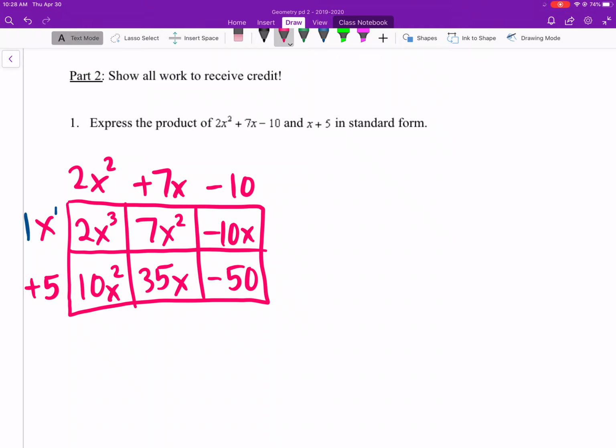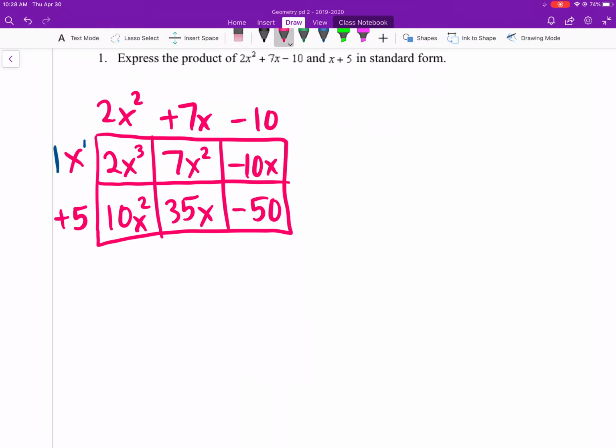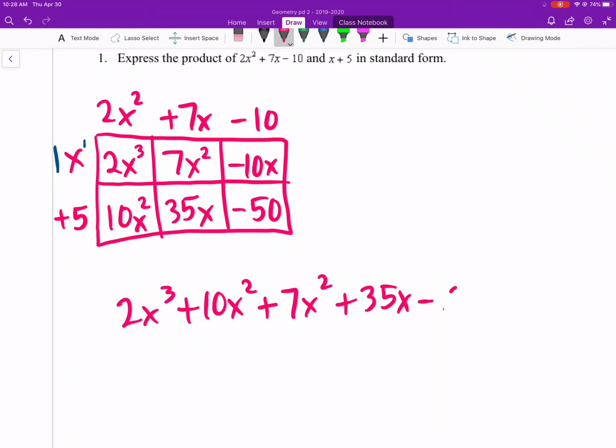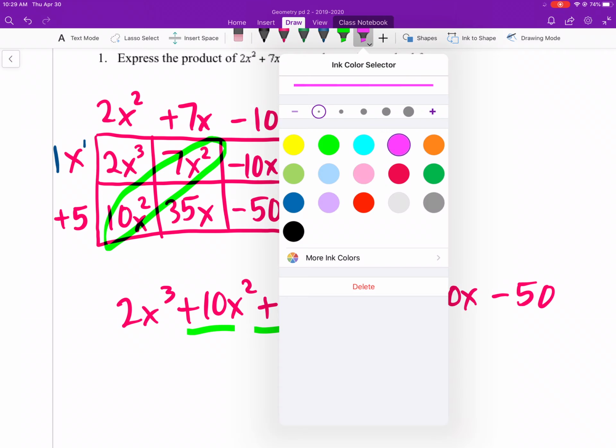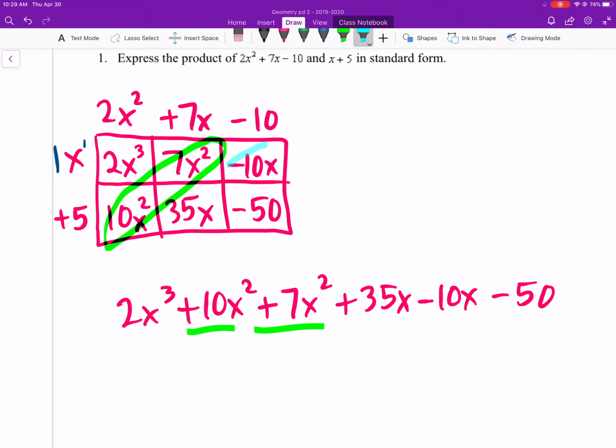So it'd be good to write all this out. 2x cubed plus 10x squared plus 7x squared plus 35x minus 10x minus 50. You know our x squared terms are like terms, and our x terms are also like terms. The x cubed term and the constant do not have any like terms.